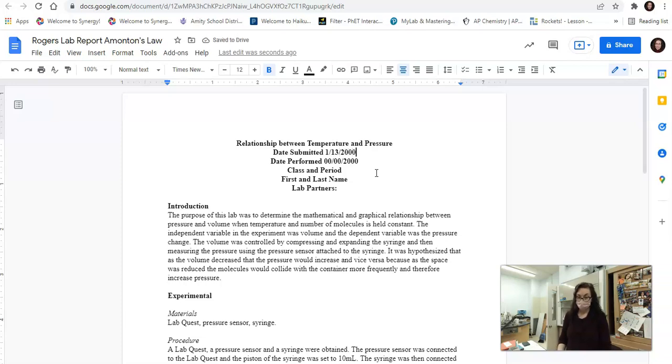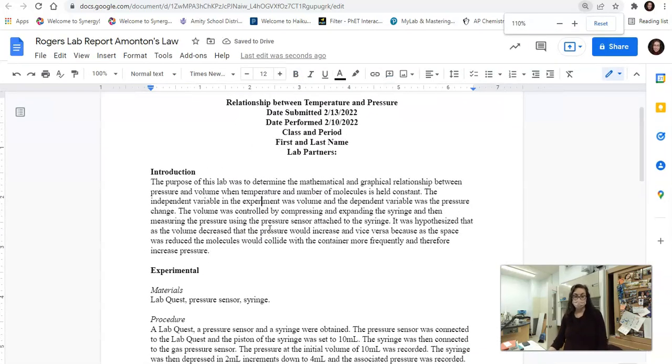And this is 22. I think we did the lab on the 10th, etc. Okay, so we're just changing all this stuff to match. Okay, so now you don't have to change what's going on.